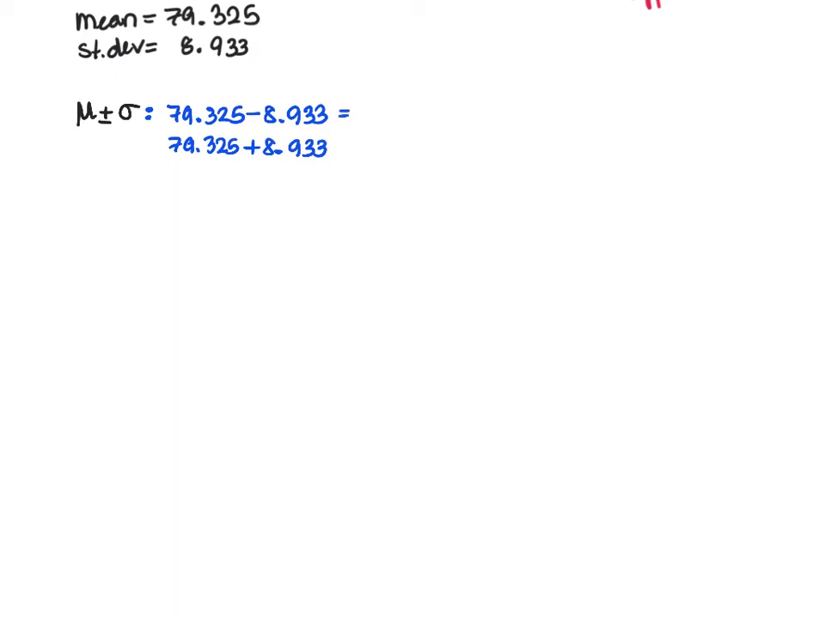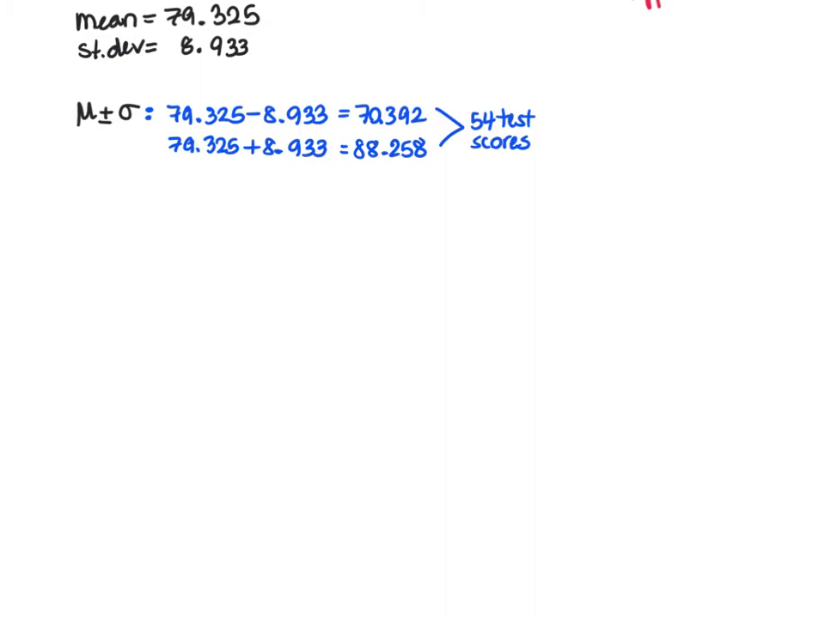That gives us values of 70.392 and 88.258. So what we need to do next is go back to the original data and count how many values are between those two numbers. So pause the video while you go back and count. You're looking for how many are between 70 and 88. I counted 54 test scores are greater than 70 and less than 88.